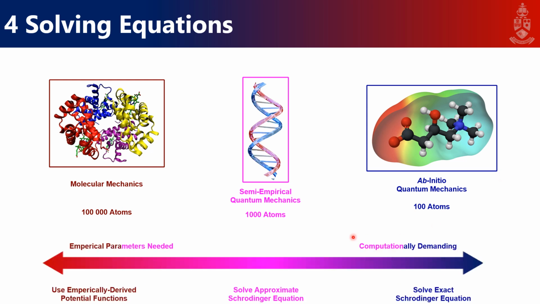Then a nice little gradient arrow to explain that here we need empirical parameters, in other words, experimental data. Here we solve an approximate form of the Schrodinger equation, because certain terms are not left out but are predetermined, and here we need to solve the exact Schrodinger equation. I say exact, it's not exact with mathematical approximations, of course.